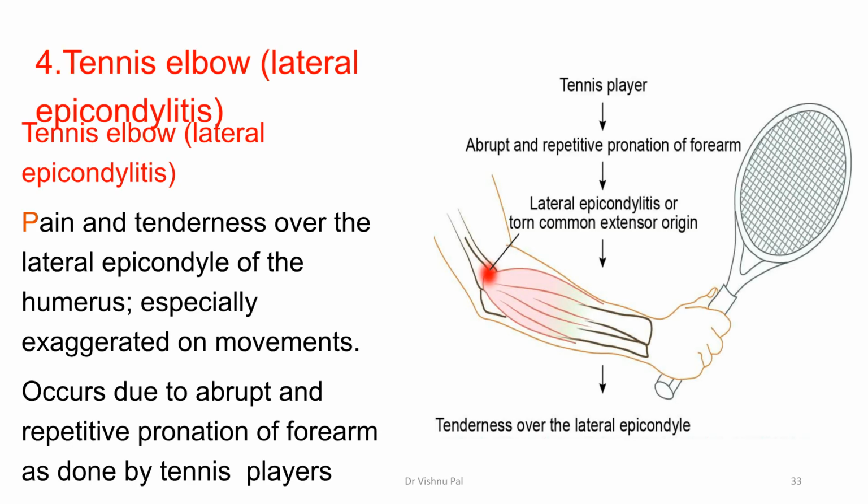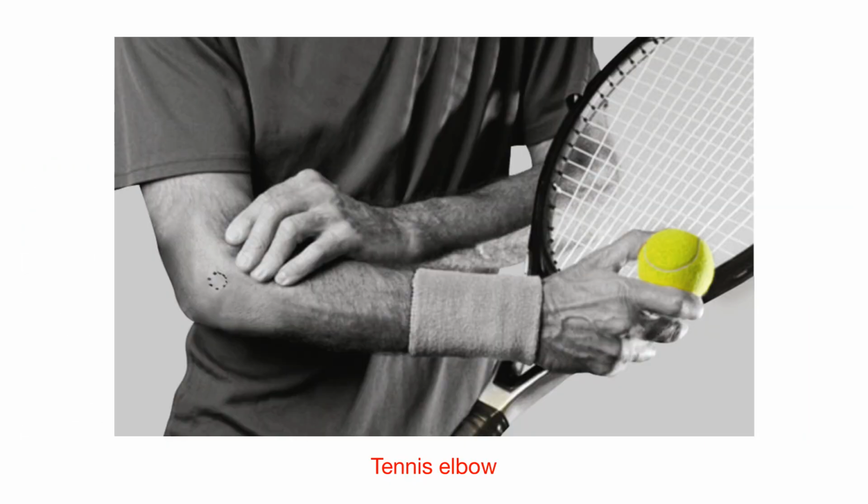Tennis elbow, or lateral epicondylitis, causes pain and tenderness over the lateral epicondyle, exaggerated by movement. It's often due to abrupt, repetitive forearm pronation, common in tennis players. This image visually represents tennis elbow, highlighting the area of pain on the lateral epicondyle.